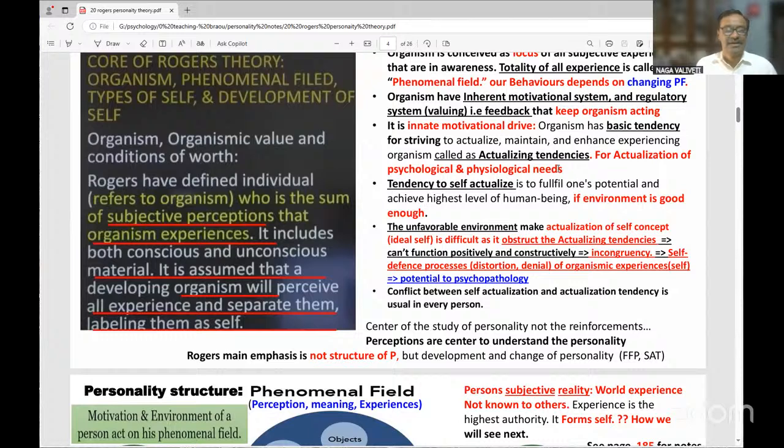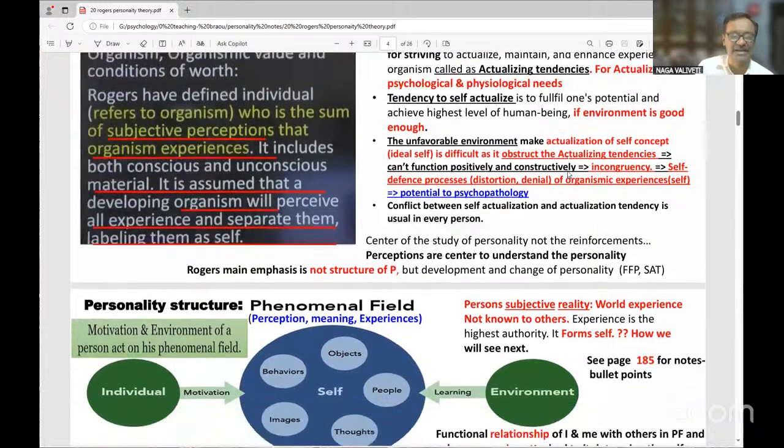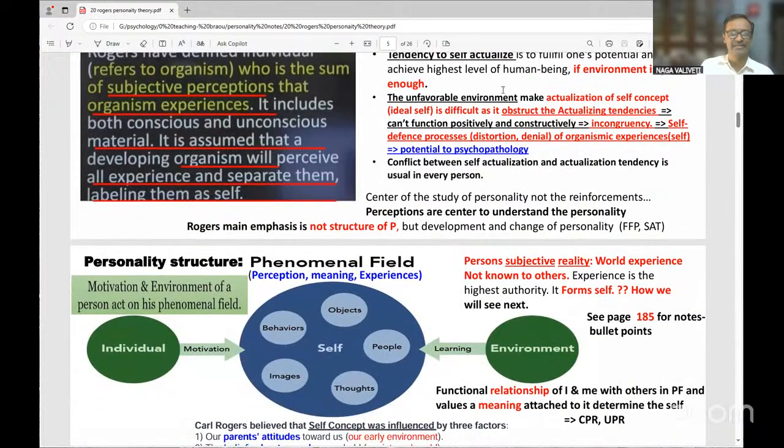So this innate motivational drive will be there. For what purpose? Innate motivation, please remember this, to realize his full potential. When a favorable environment is there, you will achieve it. An unfavorable environment means those who are not giving you respect unconditionally and not showing empathy, then there will be incongruence.